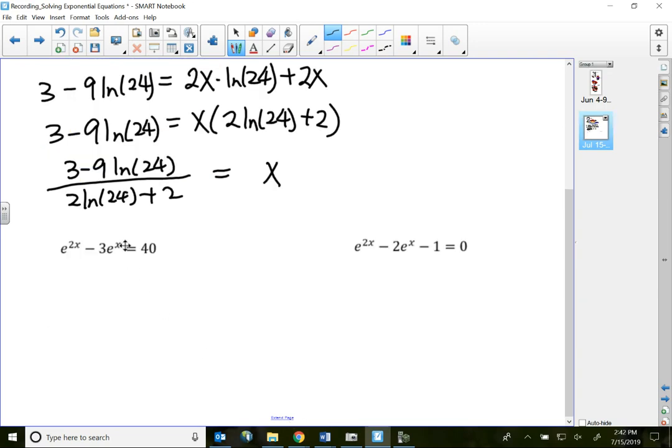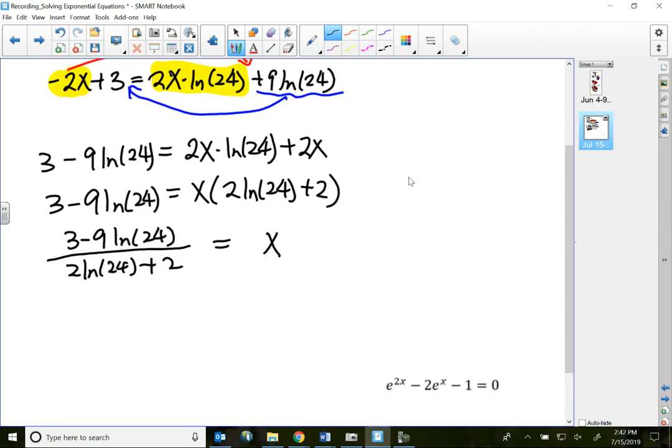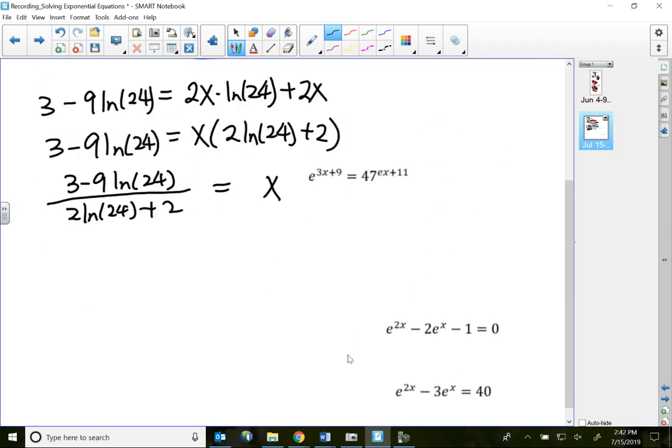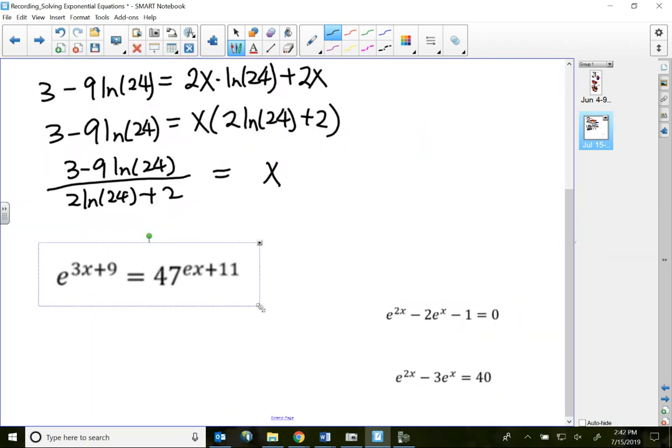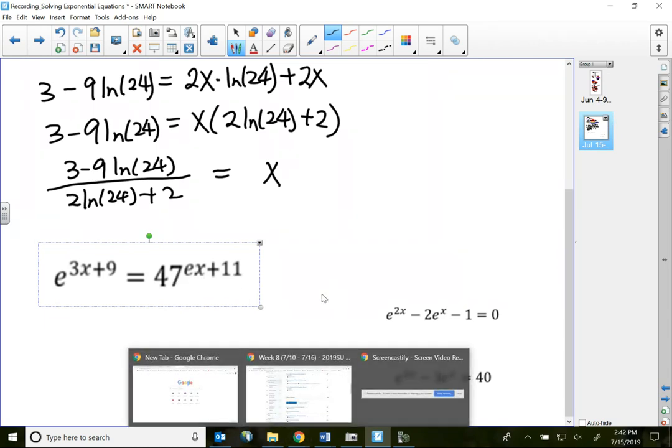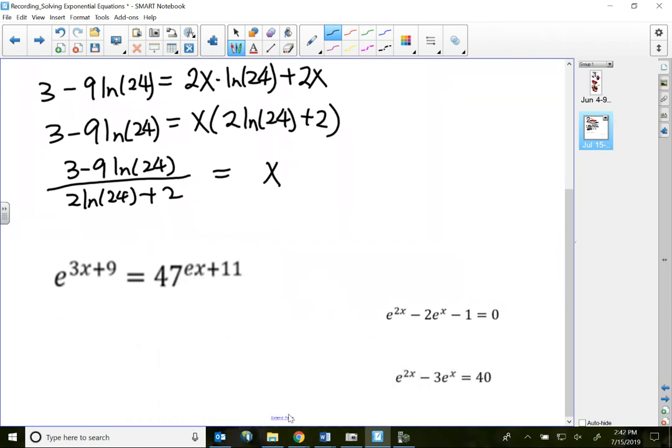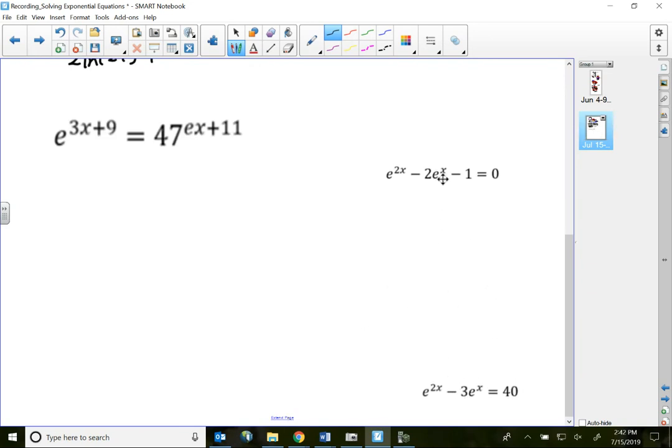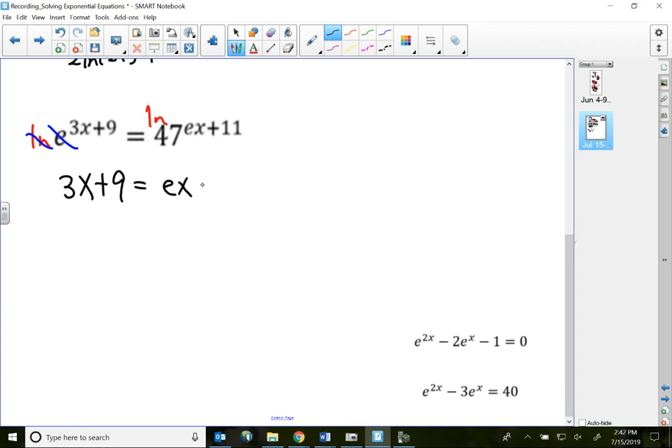I'm going to move these down a little bit. This one is very much the same way, except this one I actually have a base e on the exponent, so that makes it a little bit interesting. Still, to get rid of the e, I have to take a natural log on both sides. So this is going to be 3x plus 9 equal to (e times x plus 11) coming down to the front, times the natural log of 47.